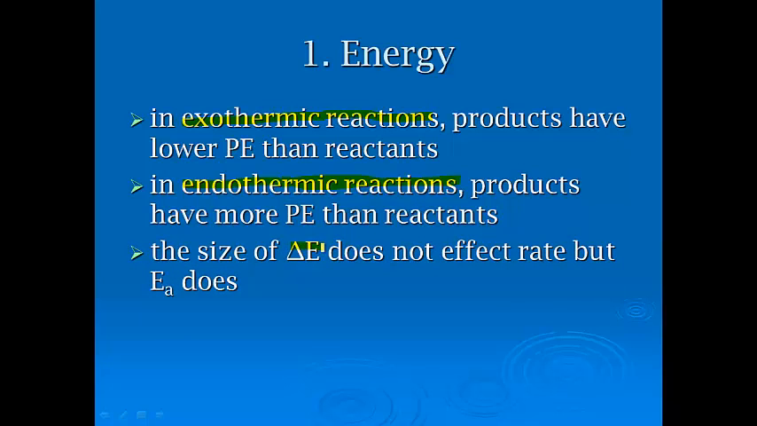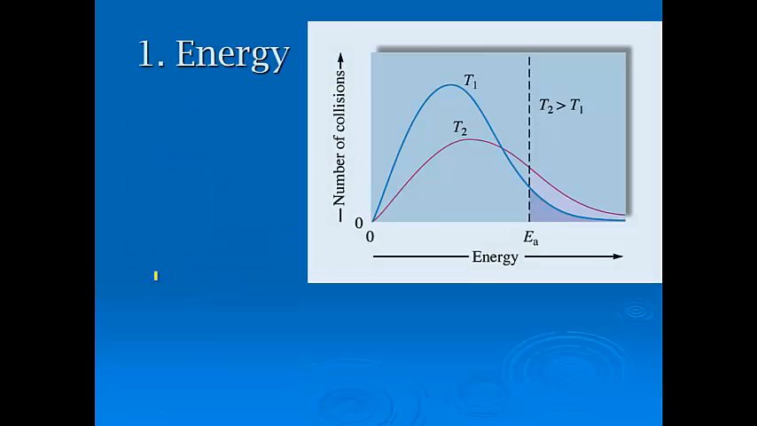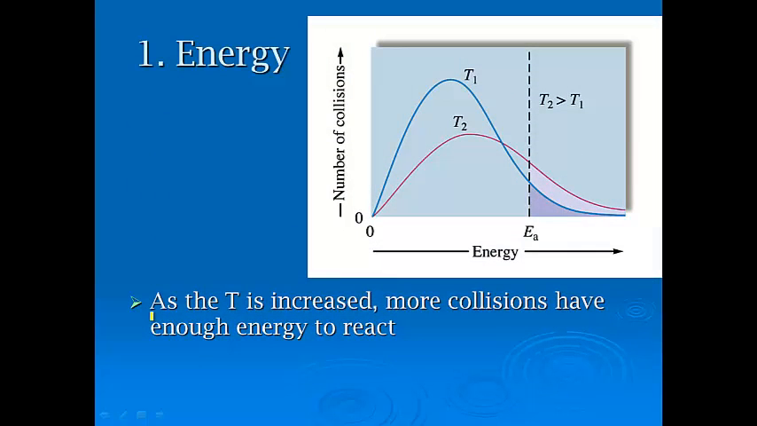And it's not necessarily the delta E that affects the rate. It will affect whether or not something is spontaneous, but the activation energy does, because how much energy is required to get over that hump is going to dictate how fast or how slow that happens. Now this is just showing you graphically, with a graph, the number of collisions related to energy.